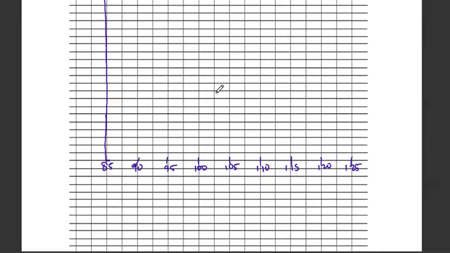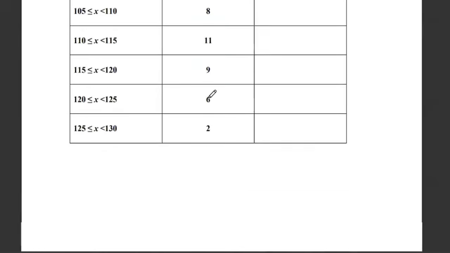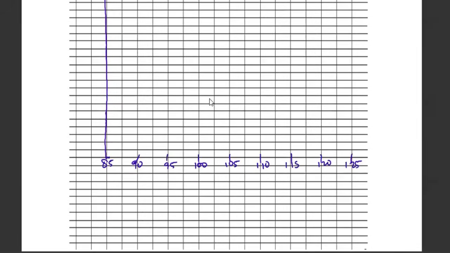So that is 85, that's 85 up to 90. And then we have 95. And then we have 100, 105, 110, 115, 120, 125. It goes up until 130. So I can put the 130 somewhere there.